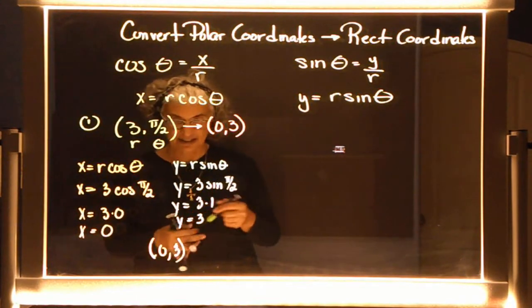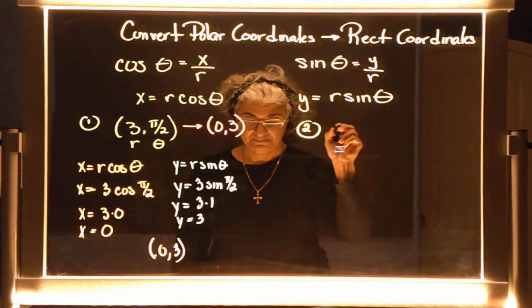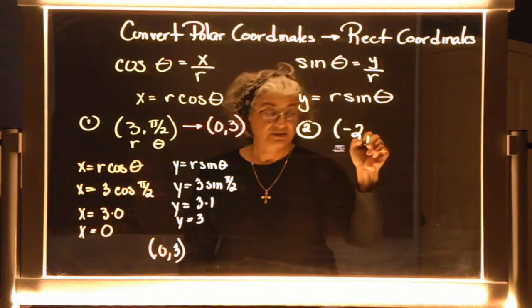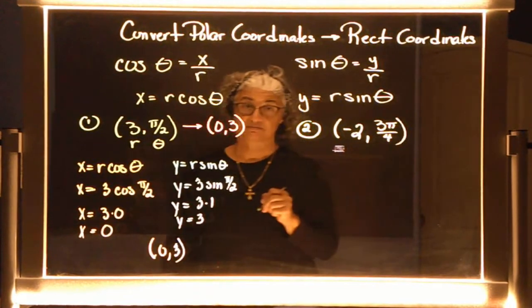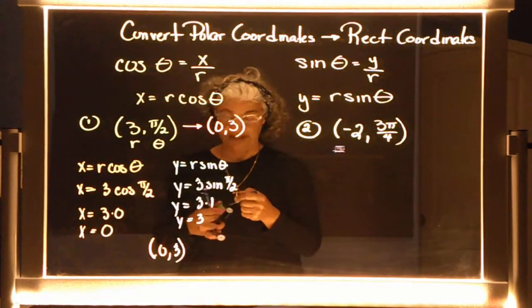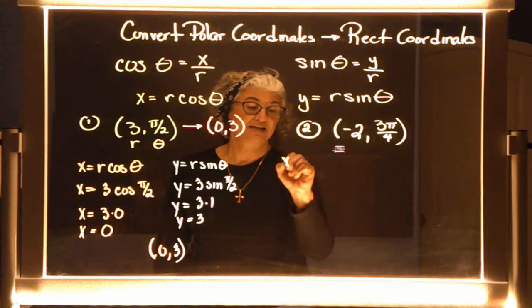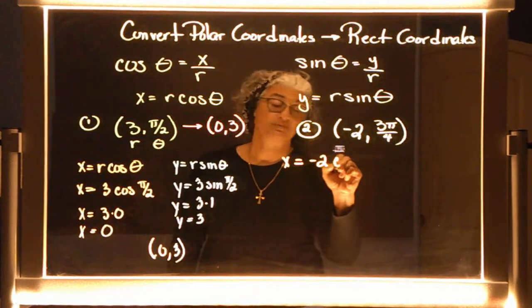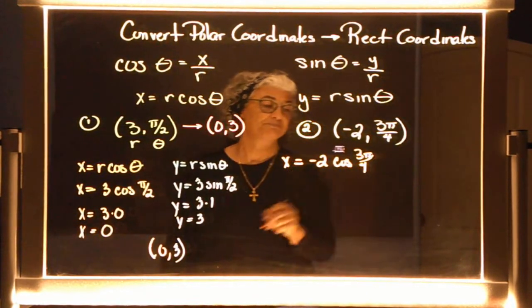Let's look at -2 and 3 pi over 4. All right, now I need to find x and I need to find y. So to find x, I'm going to take the r and multiply it by the cosine of 3 pi over 4.